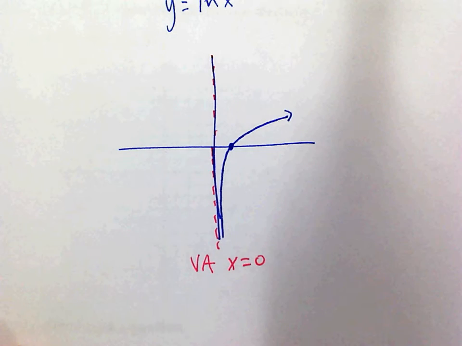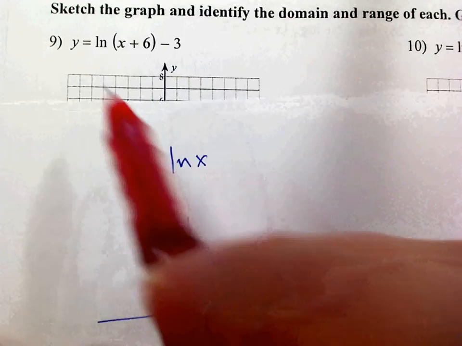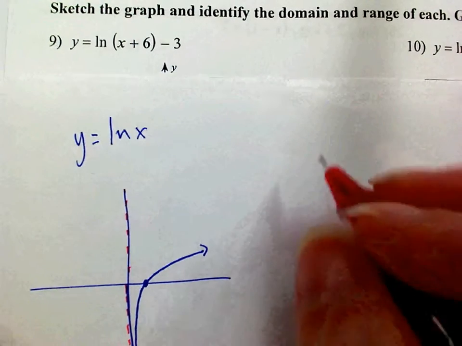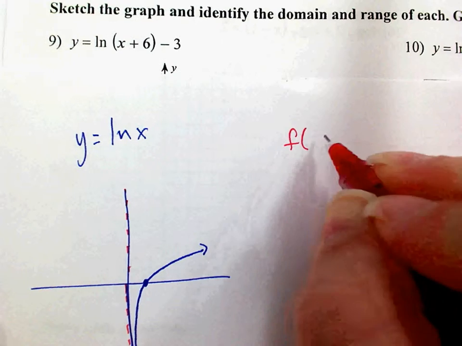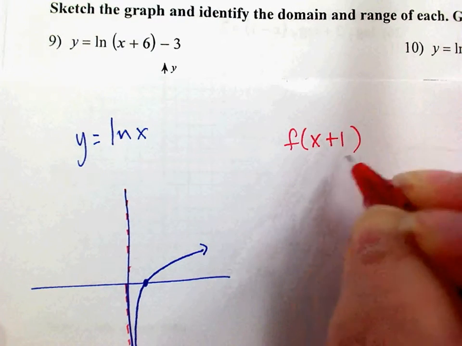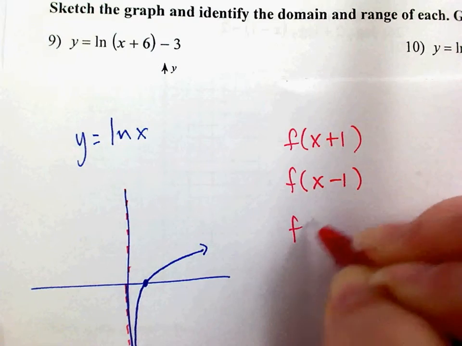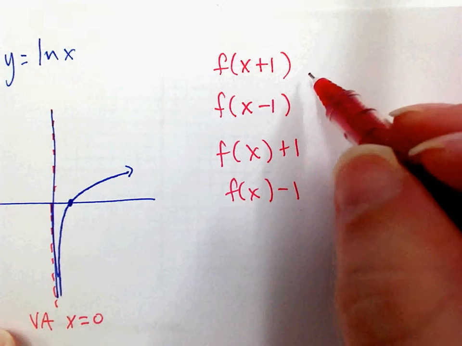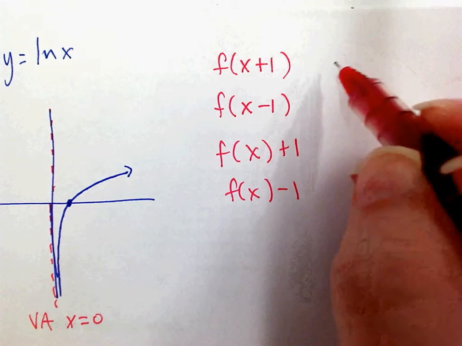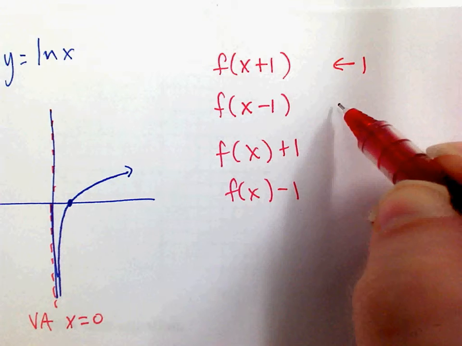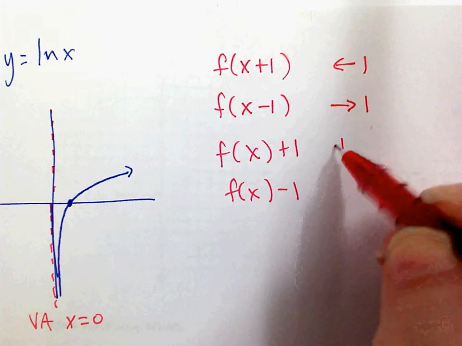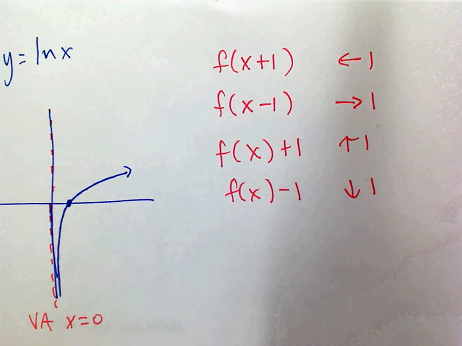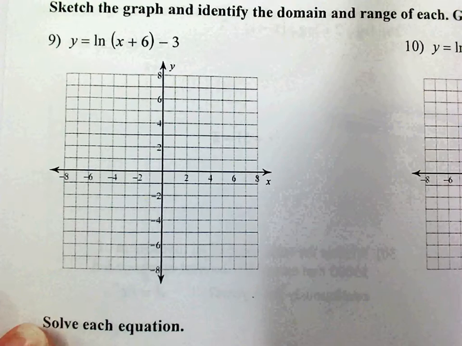Okay, so what happens whenever I do something like natural log of x plus 6 minus 3? I'm transforming the function, right? Okay, so let's remind ourselves. f of x plus 1, f of x minus 1. On the inside, if you plus, where do you go? To the left. Here you go. To the right. Here you go. And here you go. Down. Good. Okay, so using that, let's talk about this problem right here. Which way are we going, guys?